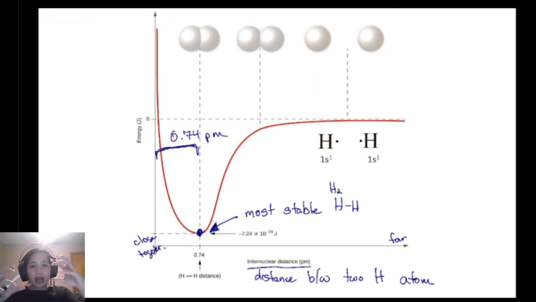So we're at 0.74 picometers. But what happens if you start to bring those atoms closer and closer together? Well, you see that the energy spikes up. The atoms don't want you to do that.